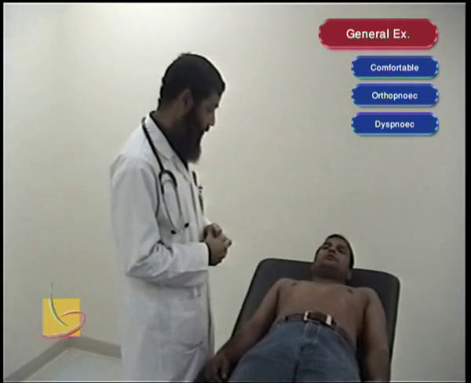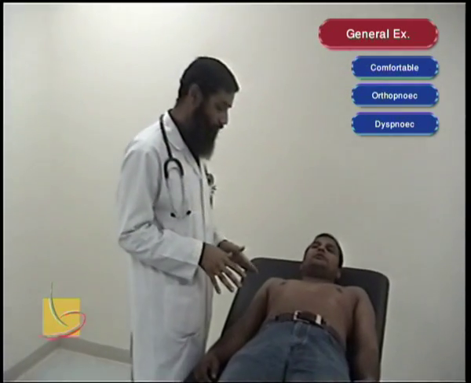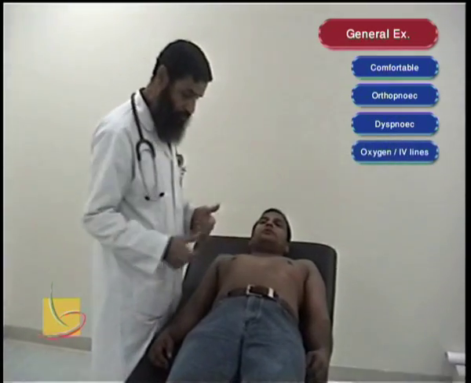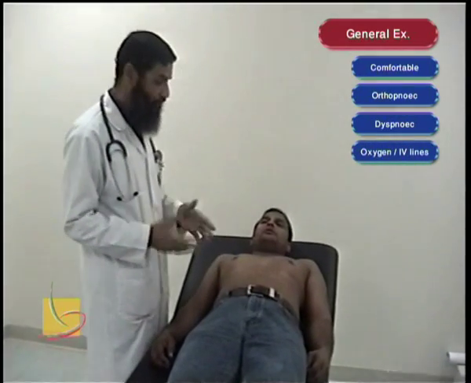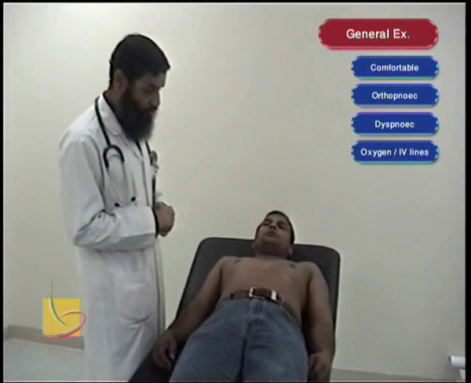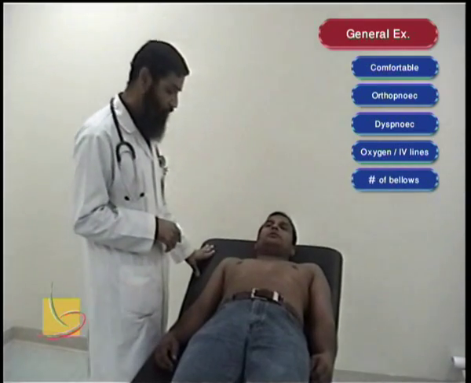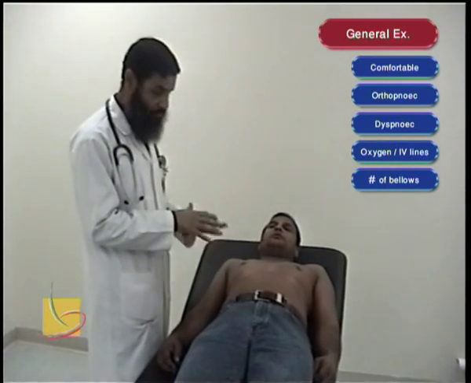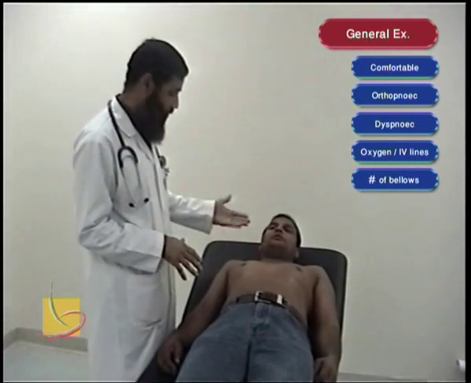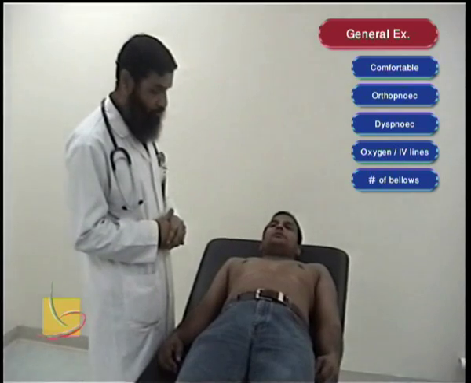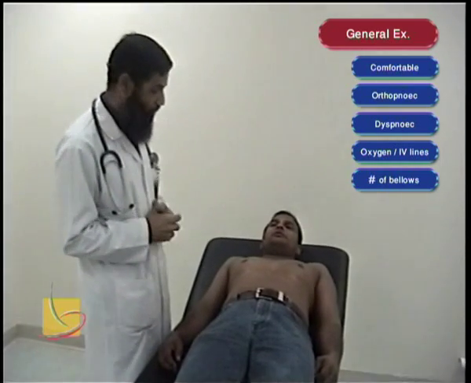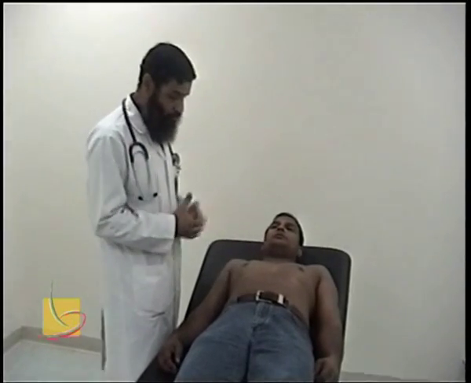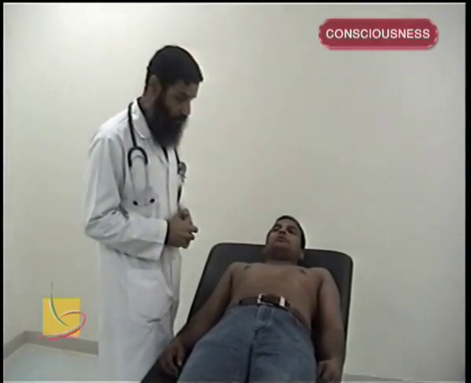For example, you look at this patient, he is lying comfortably in bed, and not in respiratory distress, of course, and not connected to any IV lines. There is no oxygen. If there is oxygen or IV lines, we have to comment on it. The number of pillows the patient is using is extremely important, because sometimes the patient is lying flat, but at the same time he is using two or three pillows, which of course should be an abnormal sign.